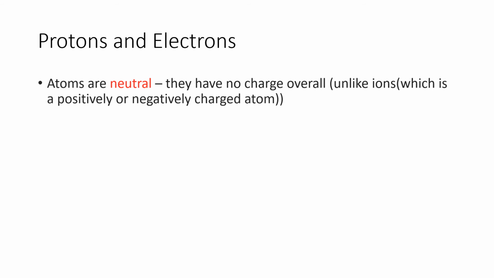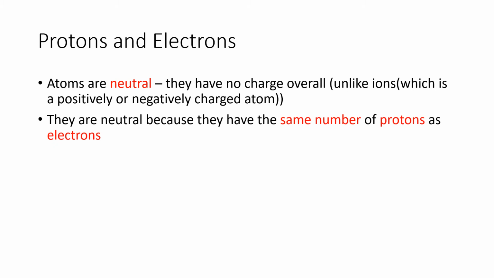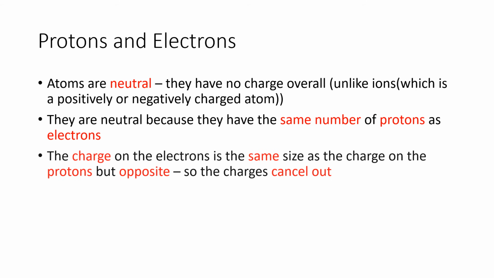Protons and electrons. Atoms are neutral. They have no charge overall, unlike ions, which are positively or negatively charged atoms. An atom is neutral because it has the same number of protons as electrons. The charge on the electrons is the same size as the charge on the protons, but opposite, so the charge cancels out. Think of it as this. Say we have 11 protons and 11 electrons. They're always going to be the same, so if we do 11 minus 11, we get 0. And 0 is neither positive nor negative, it's neutral.